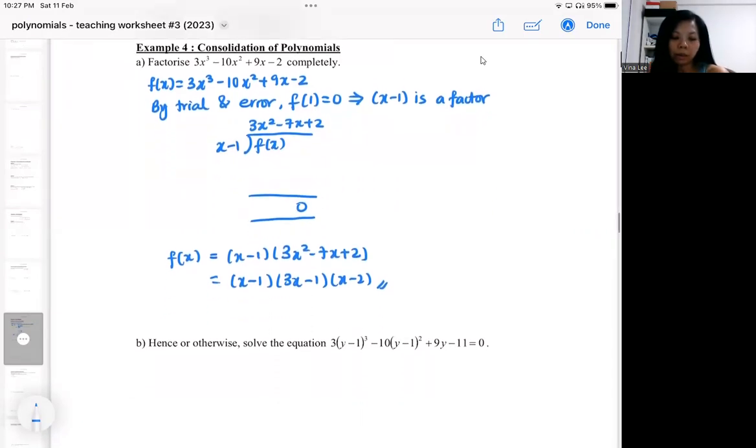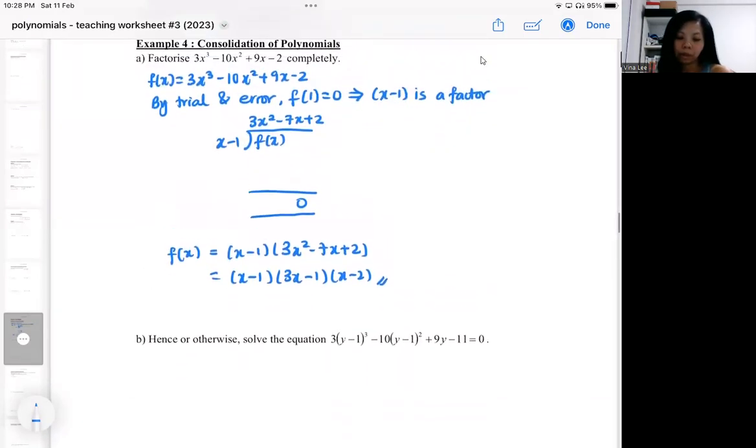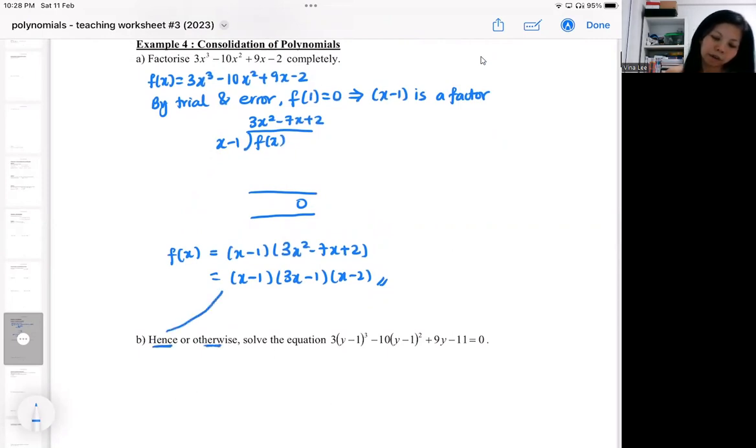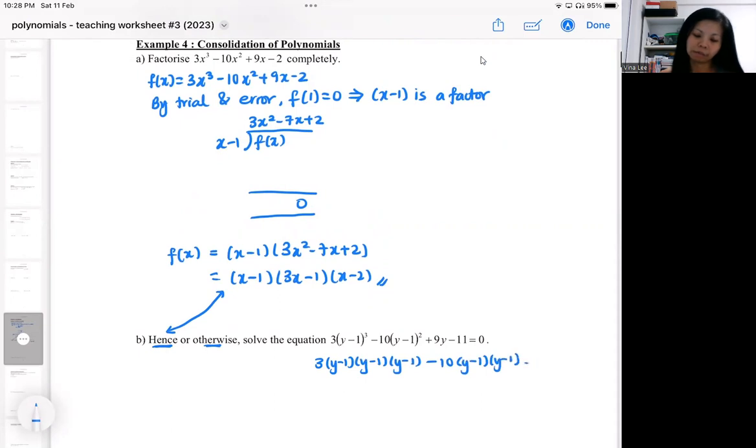The challenging part will be the "hence" or "otherwise". You realize that there is a "hence or otherwise". Hence means I must use the factorized answer. Otherwise means you can choose to expand out. Of course, it's not very advisable because it's going to be a very long expansion. So you are advised to relate back to part A.